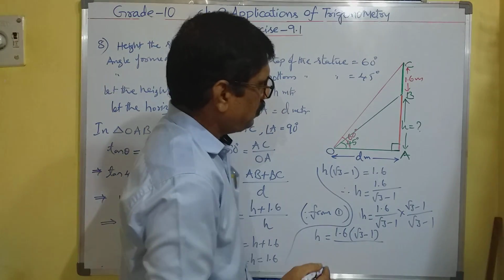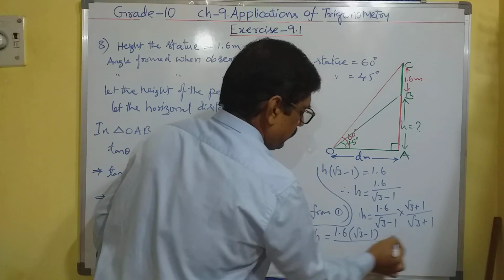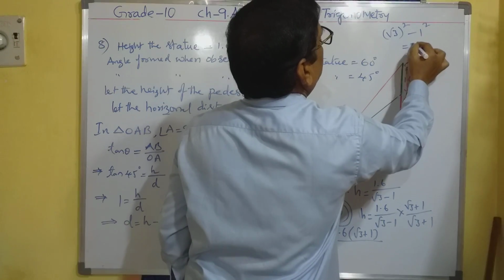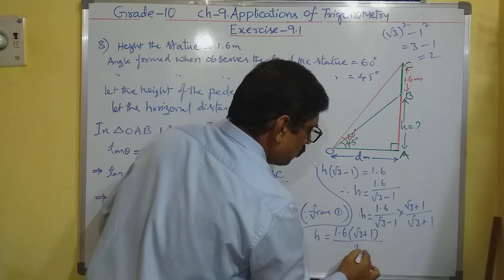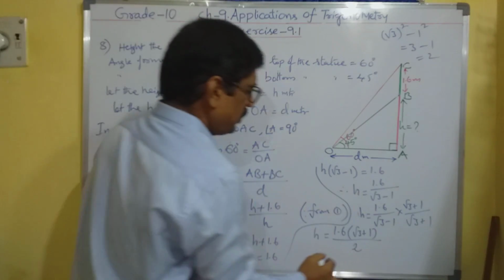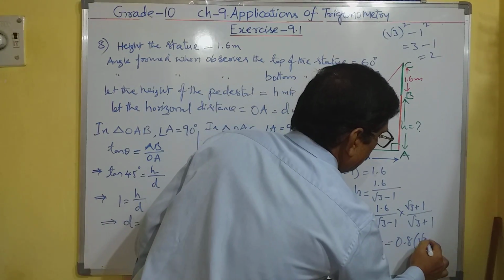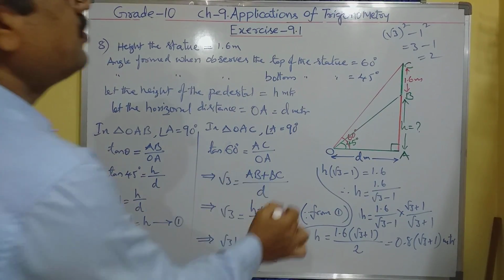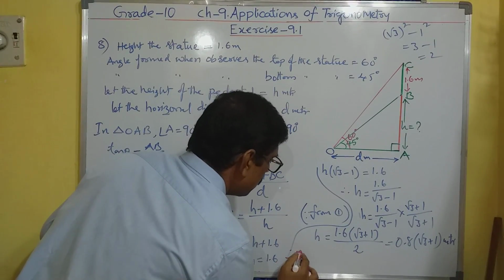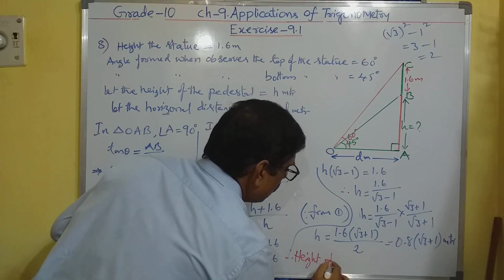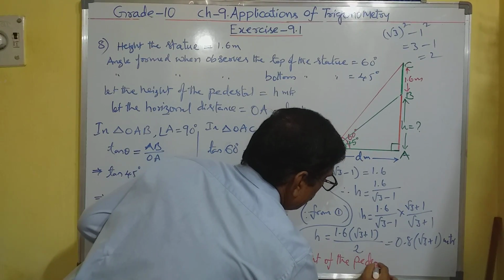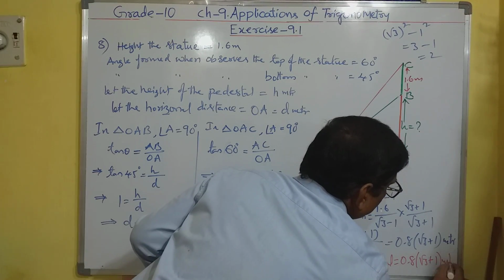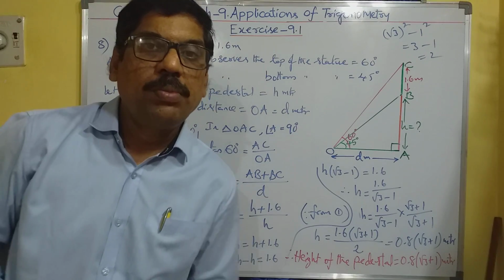Then h is equal to 1.6 into root 3 plus 1, by root 3 minus 1 into root 3 plus 1. A square minus B square: root 3 square, 3, minus 1. So the denominator becomes 2. Then we get h is equal to 0.8 into root 3 plus 1. So this is the height of the pedestal. Therefore, the height is equal to 0.8 into root 3 plus 1 meters. Okay, did you understand the problem?